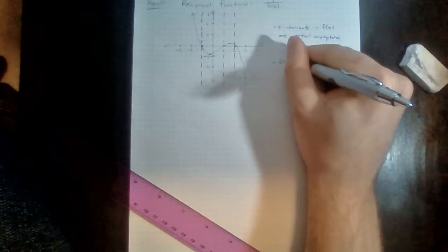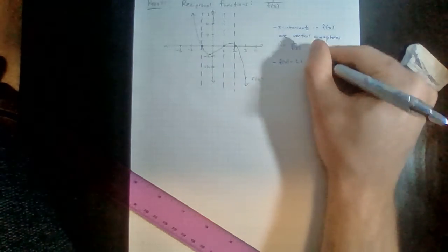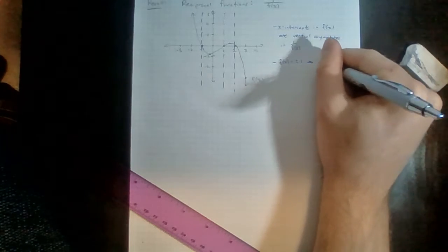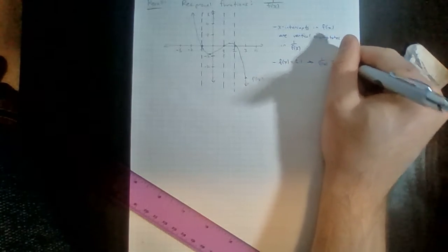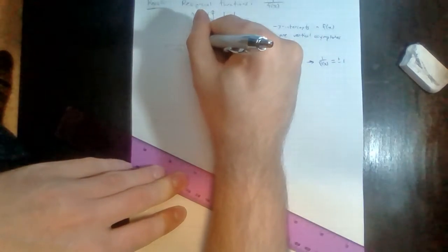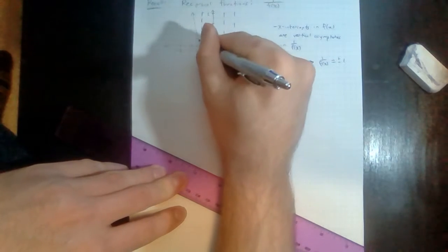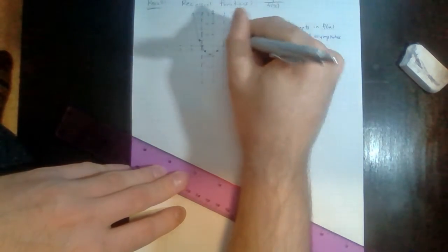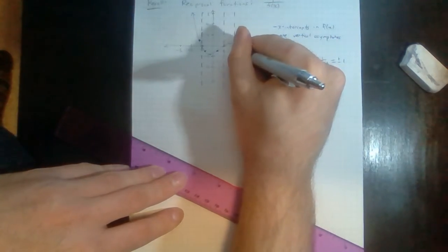If f of x equals plus or minus 1, then at those same spots, our reciprocal also equals plus or minus 1. The reciprocal of 1 or -1 is the same. So we're going to cross through this point, -1, -1, and -1 again.